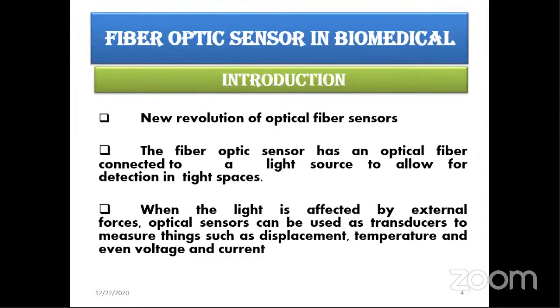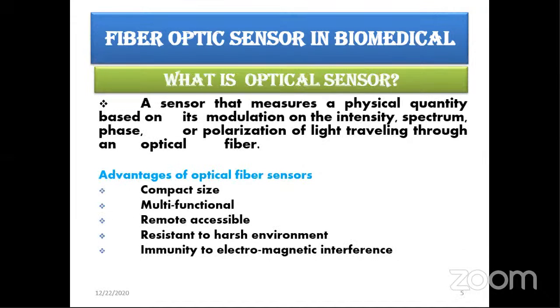Next, let us see what an optical sensor is. Actually, it is a sensor that measures a physical quantity based on its modulation of the intensity, spectrum, phase, or polarization of light. Actually, these are the characteristics of light traveling through an optical fiber.